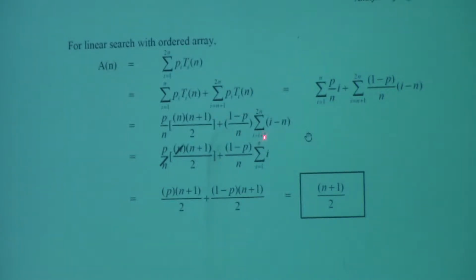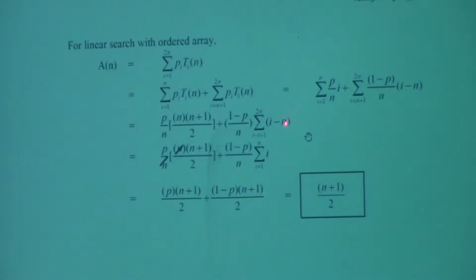Now, what happens when i goes to n plus 1? Then we have i minus n, so when i is n plus 1... Oh sorry, this is the mistake here. That's the problem. This is just a typo. So i goes from, same as here, n plus 1 to 2n. The lowest value in the second summation is n plus 1. How much is n plus 1 minus n? 1.